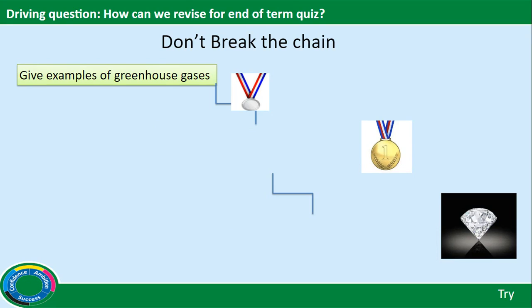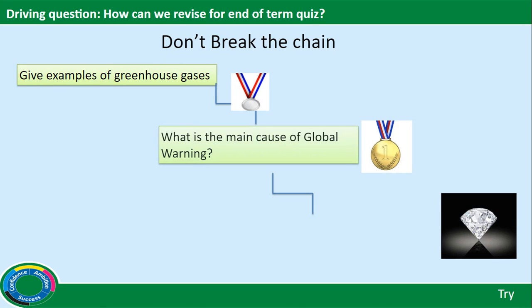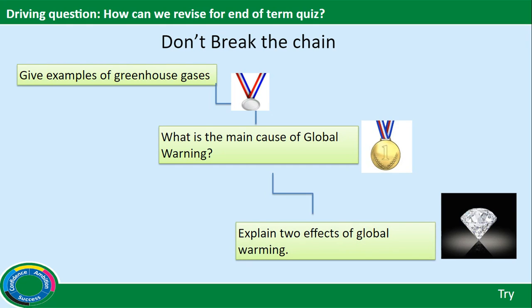So, if you give examples of greenhouse gases, you are only going to get silver. But if you can tell me what is the main cause of global warming, that takes you to gold. And if you can tell me or explain two effects of global warming, then you're going to get a diamond. So try to answer these questions from the top of your head. Good retrieval practice. No looking back at notes. Pause the recording. Go.